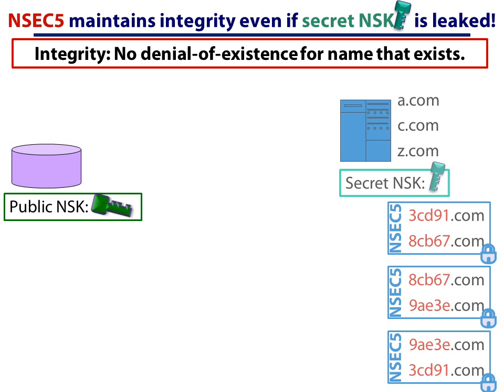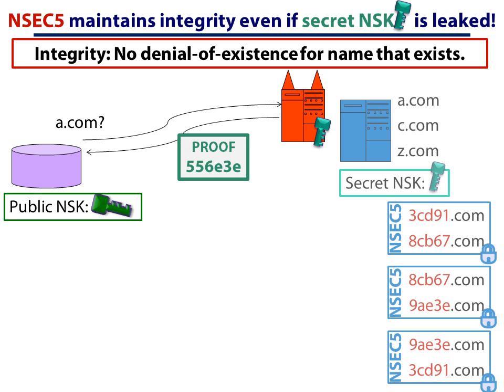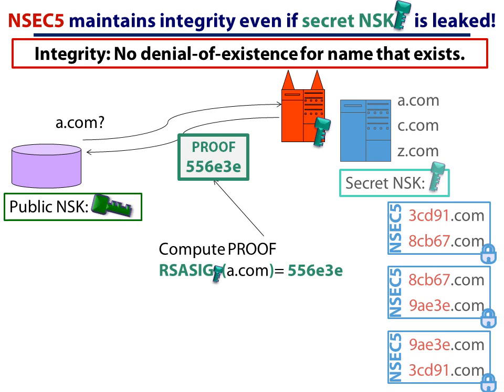So I argue that NSEC5 maintains integrity even if the key is exposed. Let's see what happens. Here's our adversary, and he's somehow managed to get his hands on the secret key. Now when a query for a.com comes in, he wants to convince us that a.com doesn't exist. He has the secret key, so he can definitely compute the proof, because the proof is just the RSA signature on the query using the secret key, and so he gets the correct proof value here. But now he's going to run into the exact same problem that he ran into when we were using NSEC3 and NSEC.